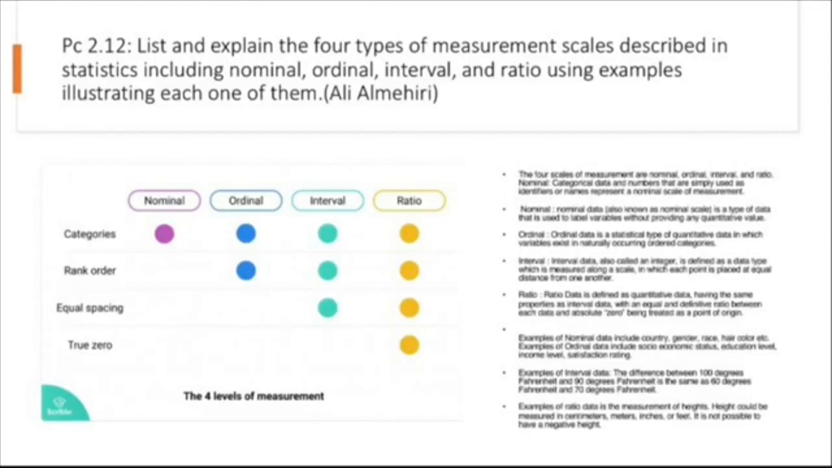Examples of nominal data include country, gender, race, hair color. Examples of ordinal data include socio-economic status, education level, income level, certification rating. Examples of interval data: the difference between 100 degrees Fahrenheit and 90 degrees Fahrenheit is the same as between 60 degrees Fahrenheit and 70 degrees Fahrenheit. An example of ratio data is the measurement of height. Heights could be measured in centimeters, meters, inches, or feet. It's not possible to have a negative height.